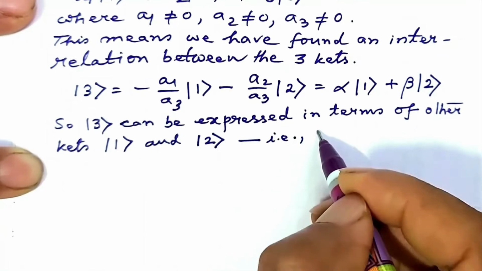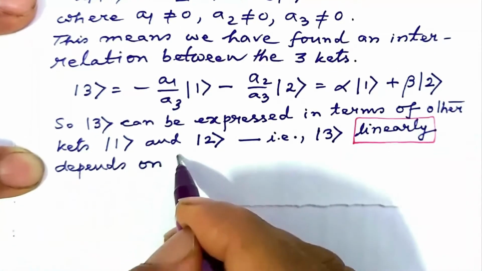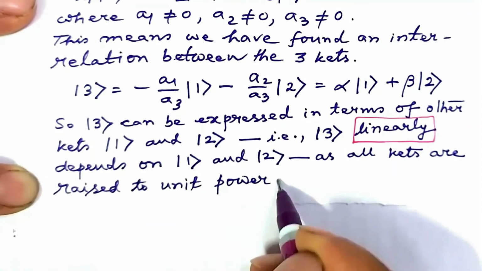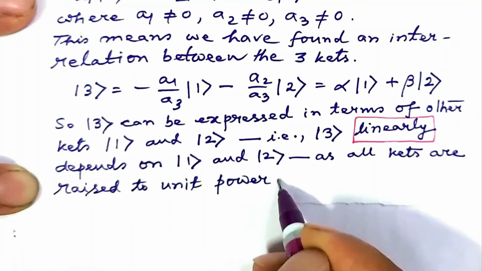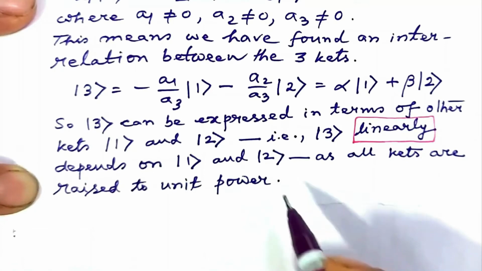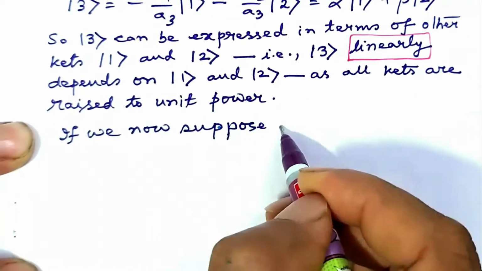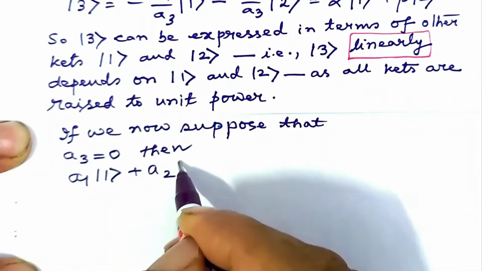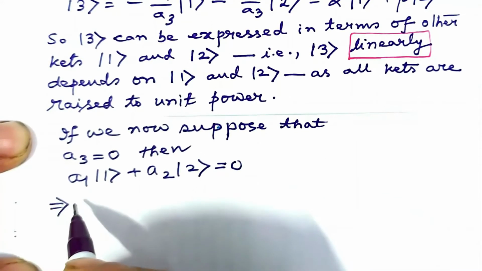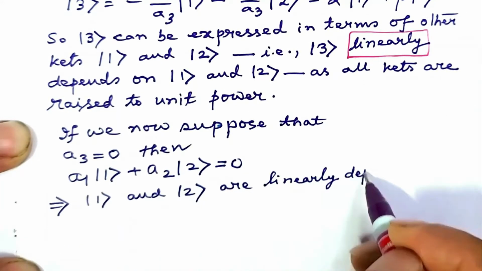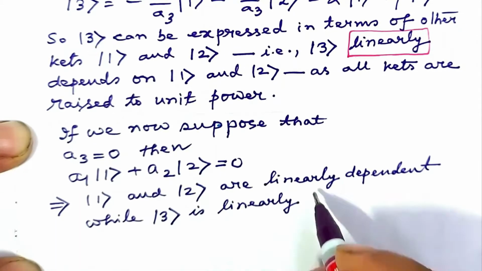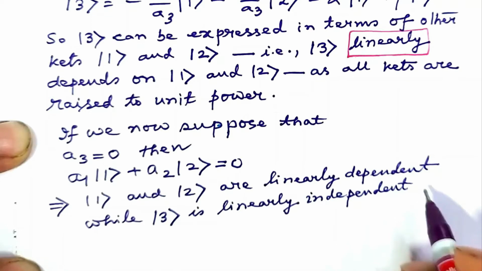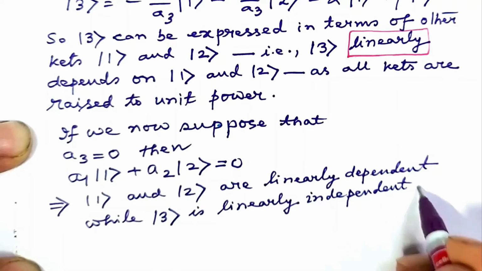ket2, that is, ket3 linearly depends on ket1 and ket2, as all the kets are raised to unit power and the relation is a linear relation or connection between the kets. If we suppose that a3 equal to 0, then the relation reduces to a1 ket1 plus a2 ket2 equal to 0. This means that ket1 and ket2 are linearly dependent, while ket3 is linearly independent since we fail to link or connect, that is associate, ket3 to the other kets in this case.